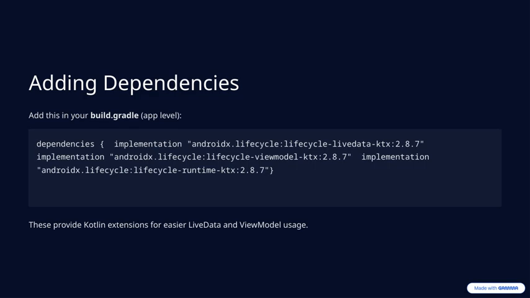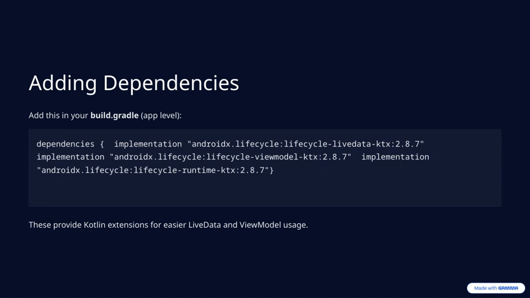All right, so now that we've covered the basics, let's talk about adding dependencies to your project. What I want you to do is open your build.gradle file at the app level. Inside, you'll see a dependencies block, and that's where we add the necessary libraries. Specifically, you'll include 3 lines. The first one is for Lifecycle LiveData KTX, the second for Lifecycle ViewModel KTX, and the third for Lifecycle Runtime KTX. All of these are version 2.8.7, which is current as of now.